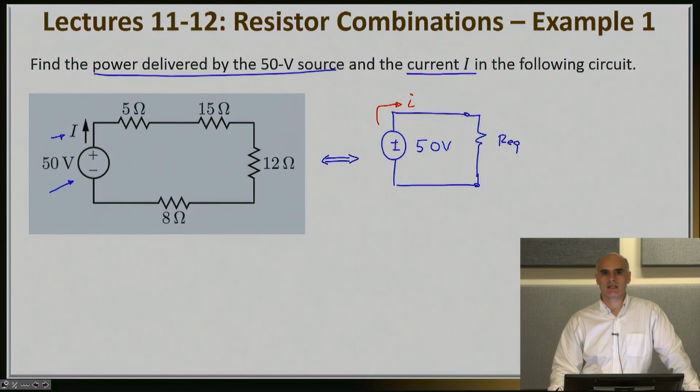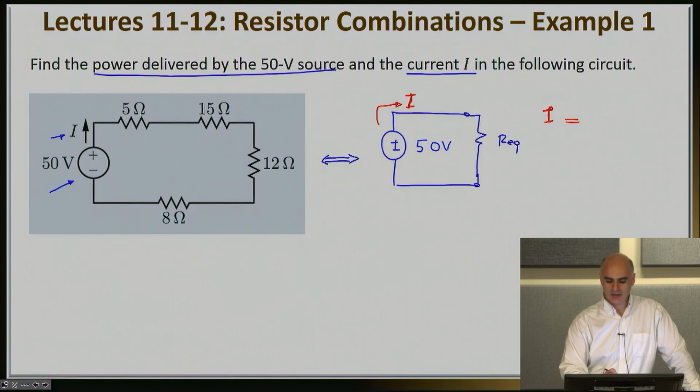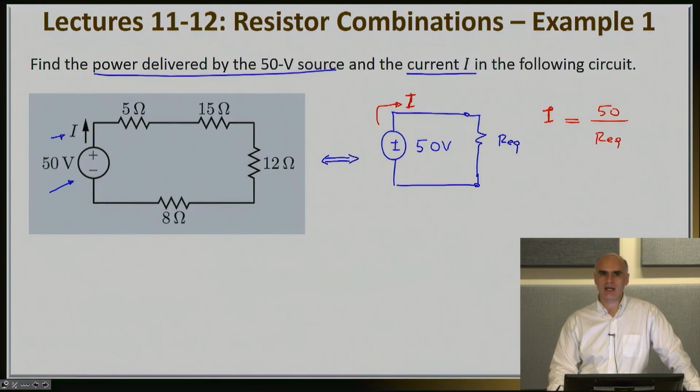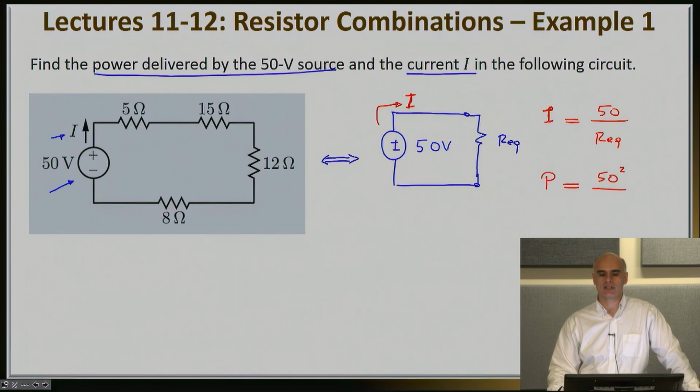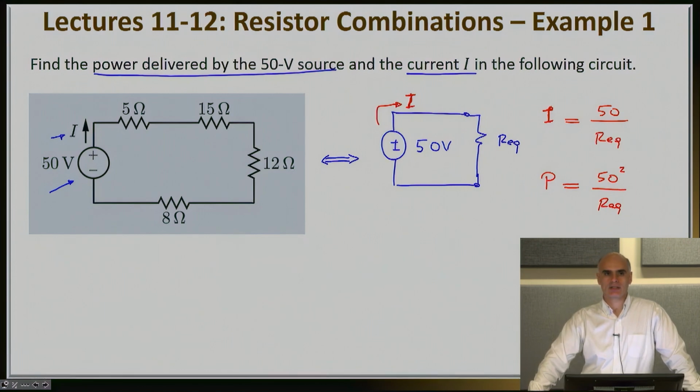but now it's much easier to find I, because the current I that I need to find, or let's put it actually with a capital I since that's what I'm using here, is nothing else but 50 divided by the equivalent resistance. And also the amount of power that this source will deliver to the circuit will be nothing else but the source itself, so 50 squared volts, over the Req. So really, at the end of the day, this calculation will boil down to finding the equivalent resistance.